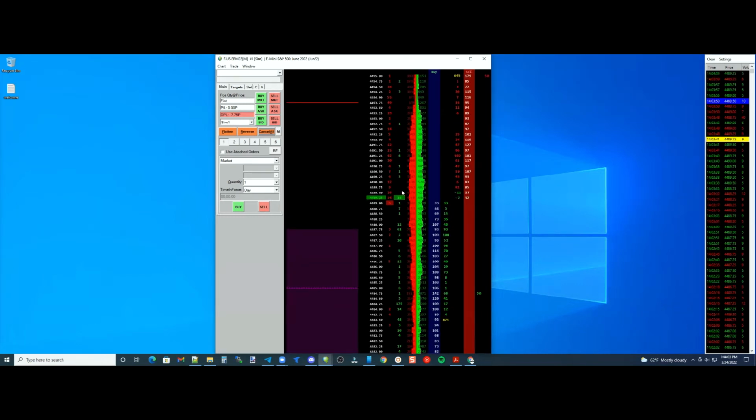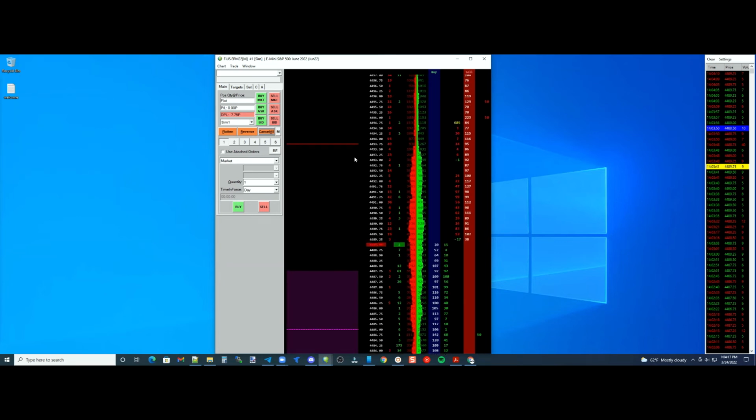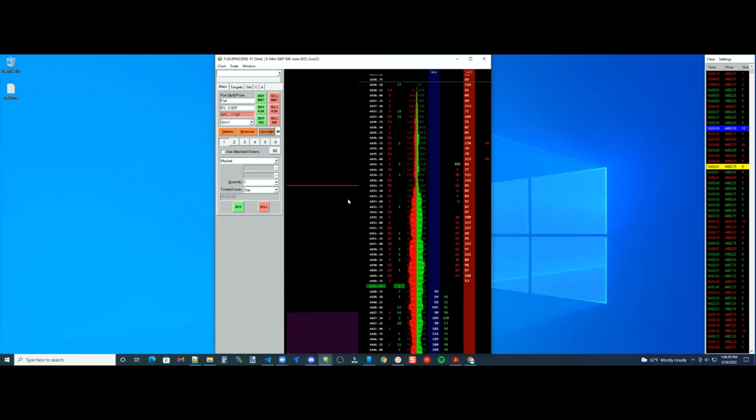So I can see on the DOM, if all I wanted to do was trade the DOM, as we get up to the previous day high, I know that's the previous day high because that's the only line I have on my chart that's solid red. So as we rotate higher, what do I want to see at the previous day high? Responsive sellers are going to be there, right? So you want to see the DOM stack up on the offer, and you want to see aggressive selling hitting the bid against the previous day high.